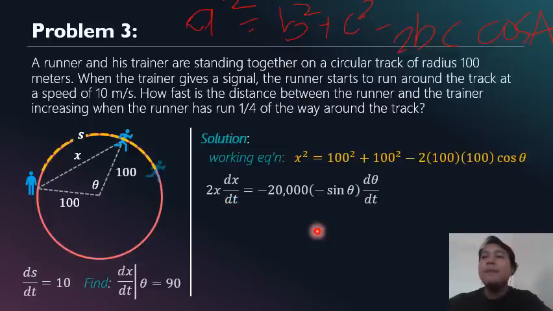Now, simplify natin ito. So, divide both sides of the equation by 2. So, this will cancel and this will become 10,000. Negative, negative will become positive. Tama po ba? Okay. Now, after natin mag-differentiate, di ba sabi natin, pwede na nating i-apply ang given condition. In this case, the condition is 90. So, when theta is equal to 90, ano kayang mangyayari?